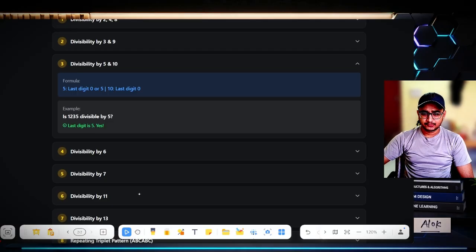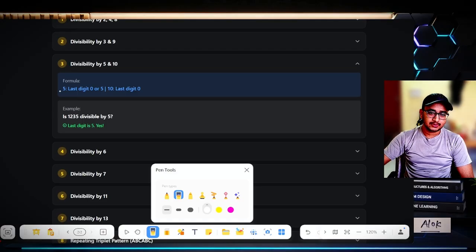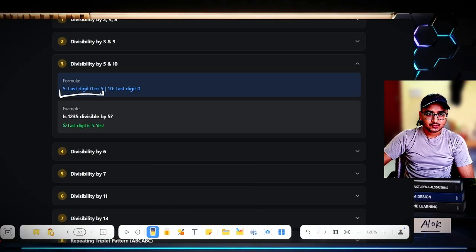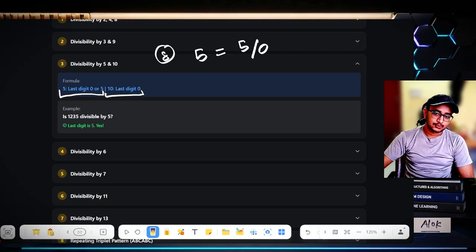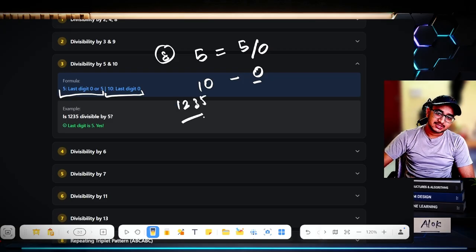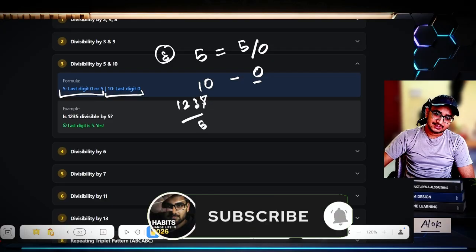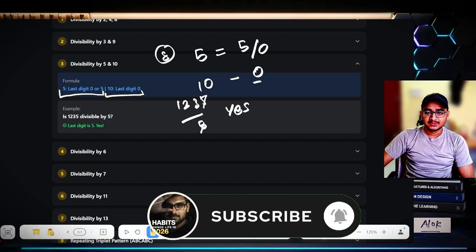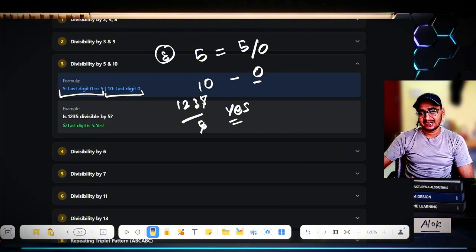So, the divisibility rule of 5 and 10. In case of 5, the number should end with 0 or 5. But in case of 10, the number should end with 0. We have an example, 1235. Will this number be divisible by 5 or not? Yes, because the number ends with 5, so it must be divisible by 5. I hope you got a clear understanding of the topic.